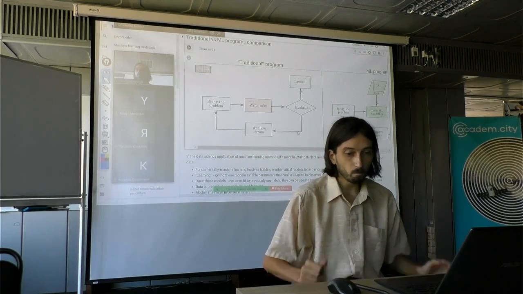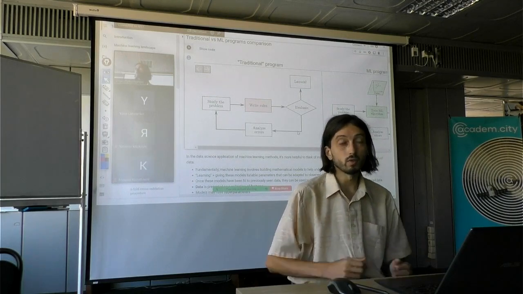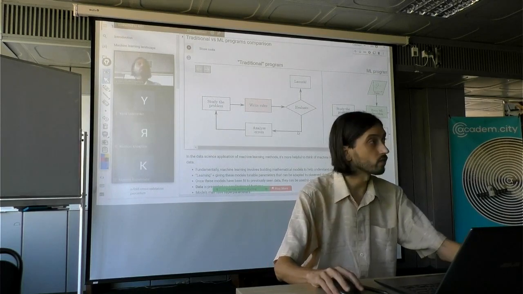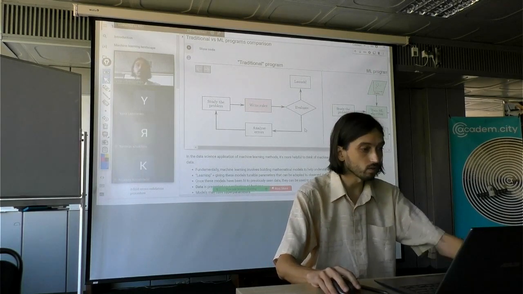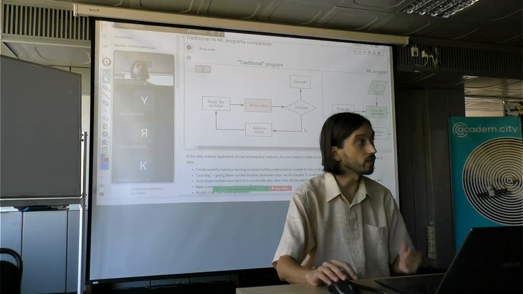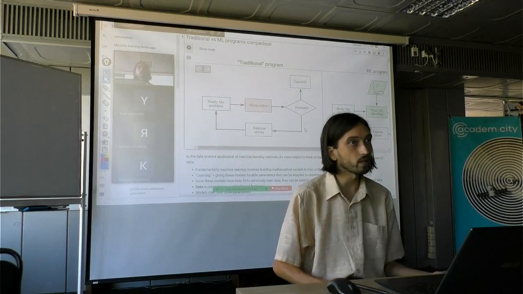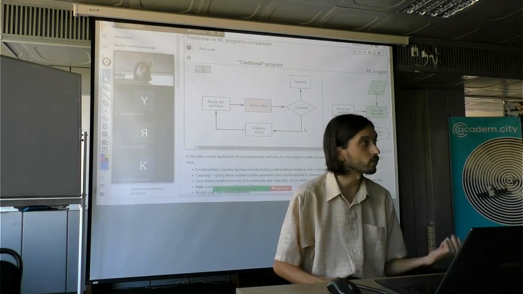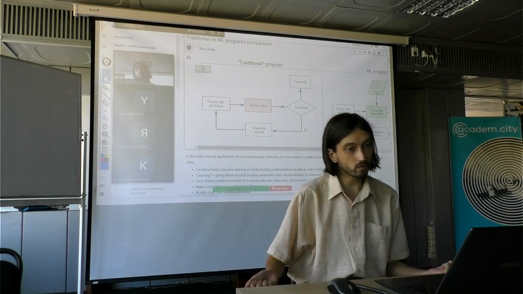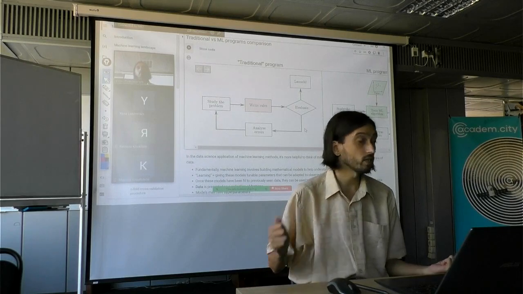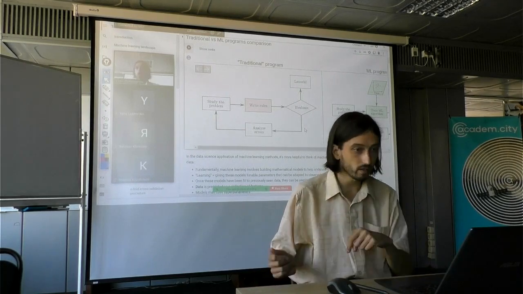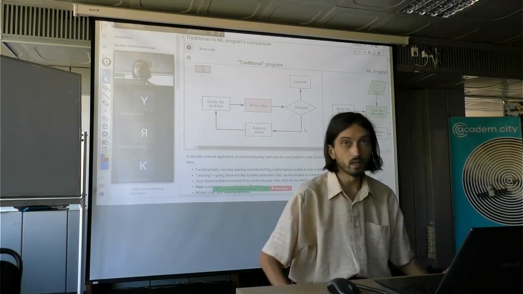So I want to show you at least two points of view on this thing. The one point of view is the point of view of an engineer: how an engineer might say what an ML program is and how it is different from a traditional program. The other is the point of view of a mathematician: how a mathematician thinks about all these things.